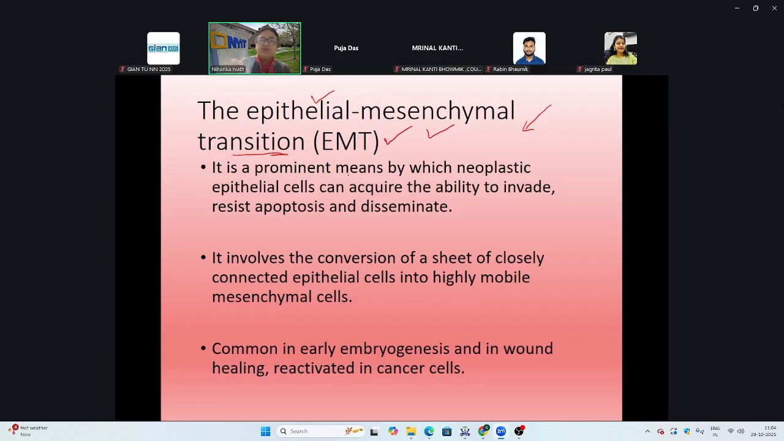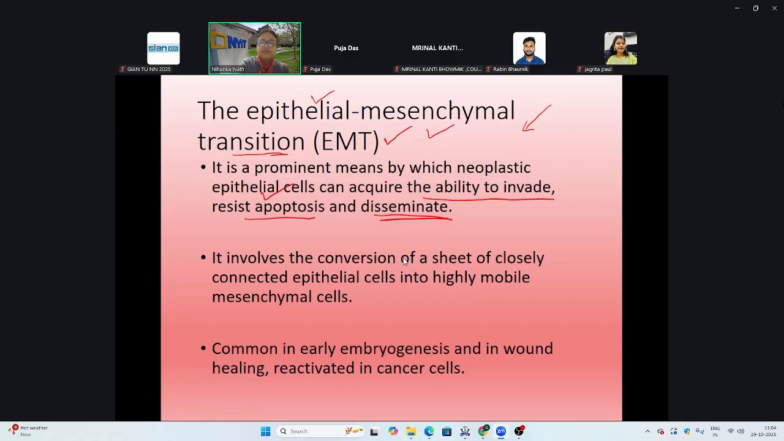So it's a major mechanism by which these neoplastic epithelial cells will acquire the ability to invade. Again, they're changing their shape, they're changing their morphology, and they will invade. They will invade means they will sneak through, and they will resist apoptosis. They refuse to die, and they will just go and pass. They will easily spread, disseminate into various tissues.